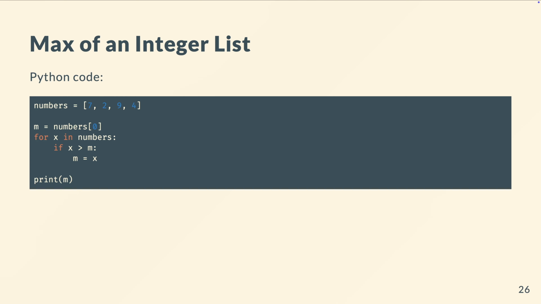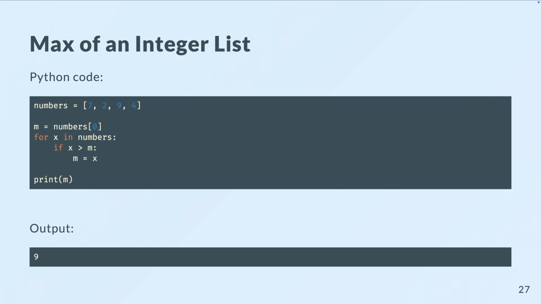We print m. Let's check the output. The maximum number is 9, so the output is 9.